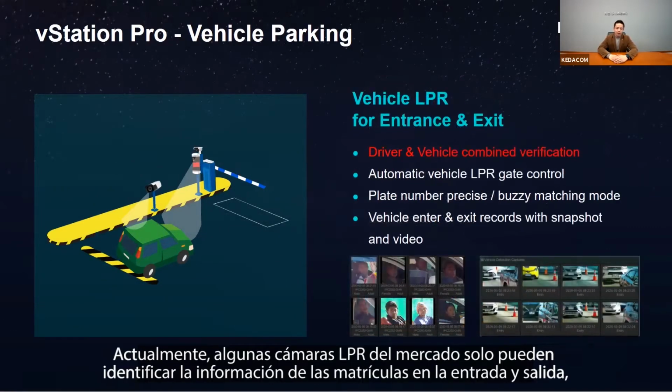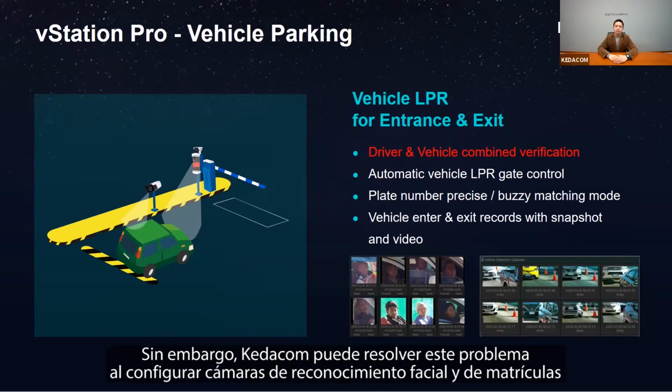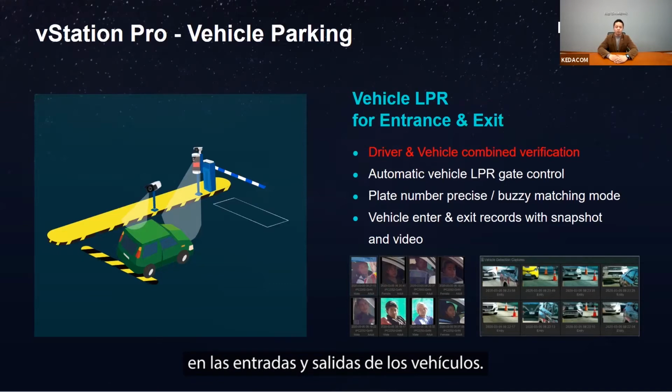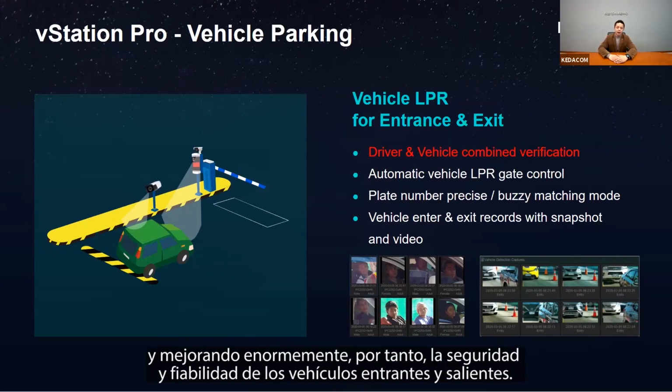At present, some LPR cameras on the market can only identify the license plate information at the entrance and exit, but there is no record of relevant driver information. However, Covain can solve this problem by setting up face recognition and license plate recognition cameras at the entrances and exits of vehicles. VSTATION can double-check the license plate and driver's identity, thereby greatly improving the safety and reliability of entering and exiting vehicles.